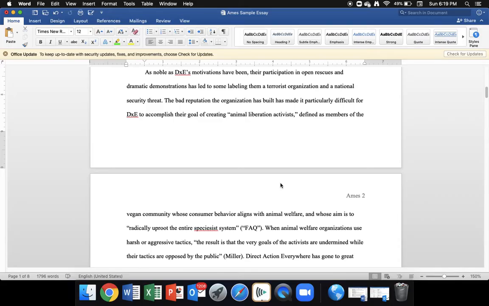It says, as noble as DXE's motivations have been, their participation in open rescues and dramatic demonstrations has led to some labeling them a terrorist organization and a national security threat. The bad reputation the organization has built has made it particularly difficult for DXE to accomplish their goal of creating animal liberation activists, defined as members of the vegan community whose consumer behavior aligns with animal welfare and whose aim is to radically uproot the entire speciesist system.